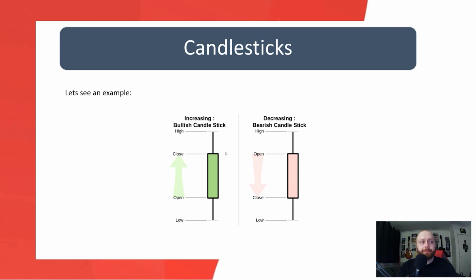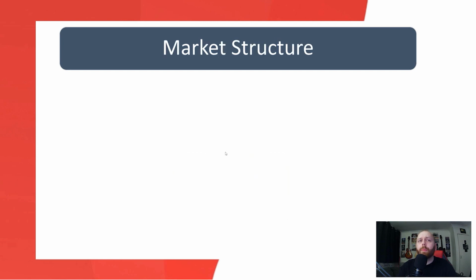So the next thing we need to talk about is market structure. You are going to need to understand market structure if you want to be a successful trader. Now, the market can move in many different variations and forms, but I really want to keep it simple in this video. So let's just break it down. Primarily, market structure can be categorized into 3.